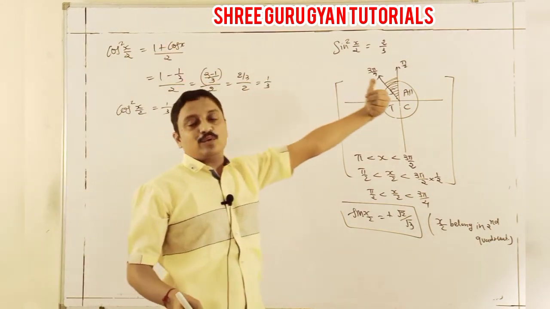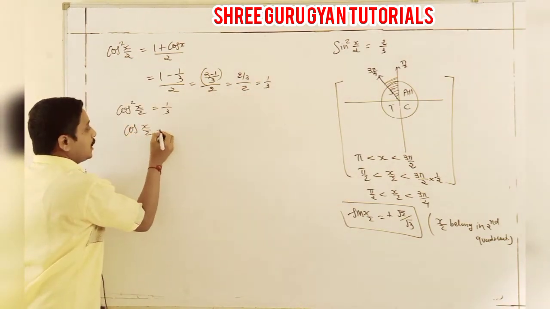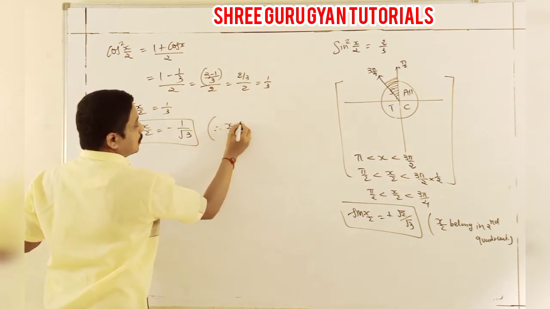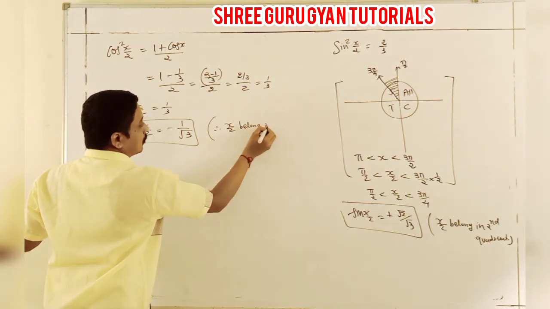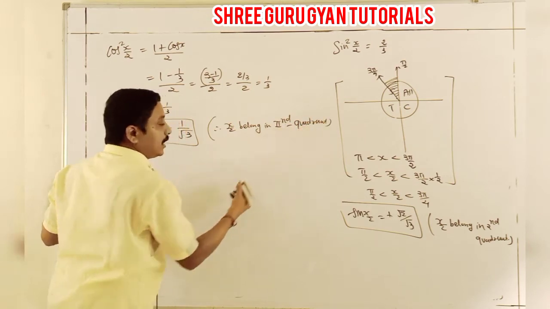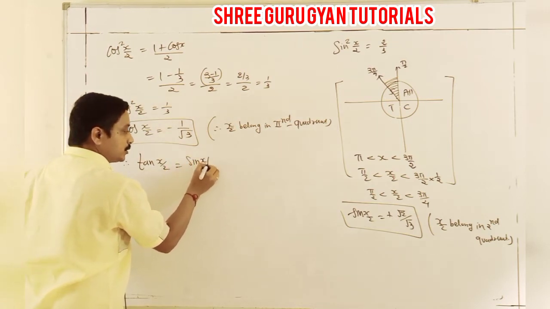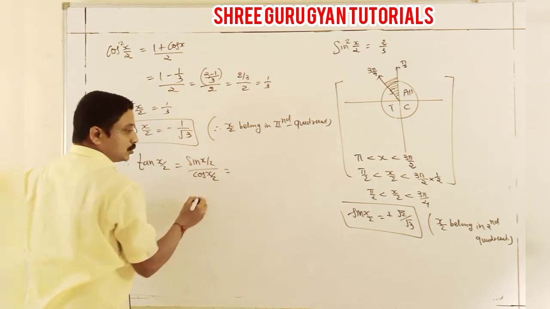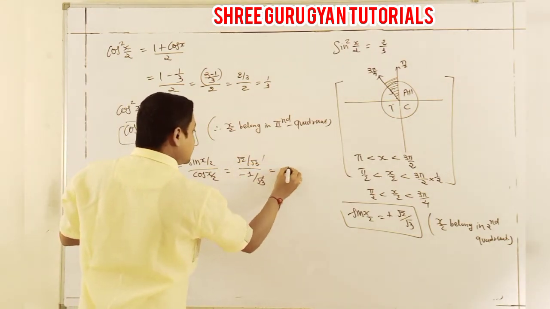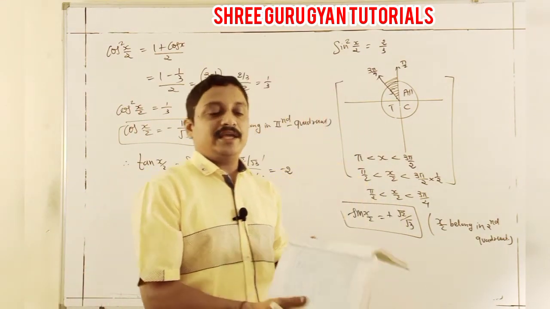Here also, students, the x by 2 condition is the same, second quadrant. So I am showing it is negative. Why negative? Because x by 2 belongs in the second quadrant. And last, tan x by 2, which is sin x by 2 upon cos x by 2. I know the values, root 2 by root 3 and minus 1 by root 3, that is minus 2. And that's the whole sum here, students. Question number 9.